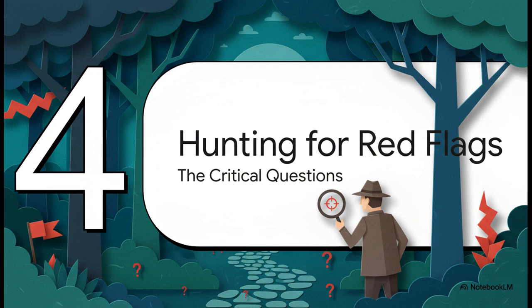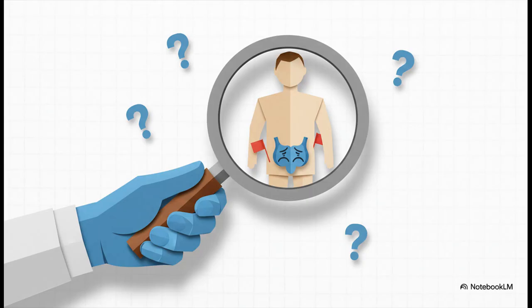Right, section 4, and I really want you to listen closely here. This is about hunting for red flags. Honestly, this is the most critical part of your history. You absolutely have to be on the lookout for signs that something more serious is going on. And here's the thing, I can't stress this enough. The patient will not volunteer these symptoms. You have to ask about them directly. Think of yourself as a detective here. It's your job to uncover this information.